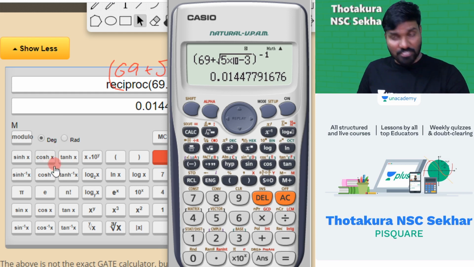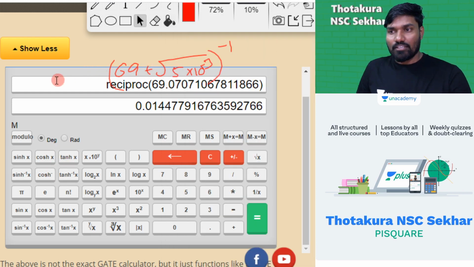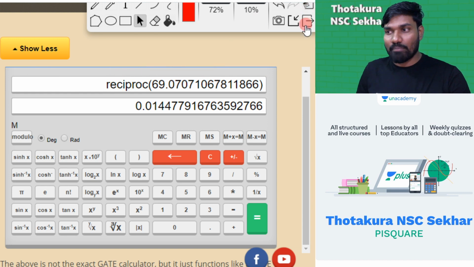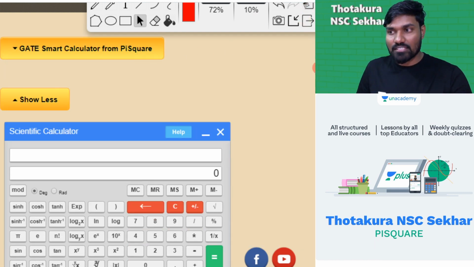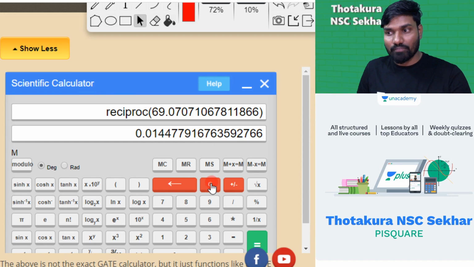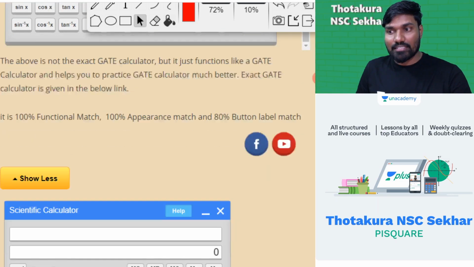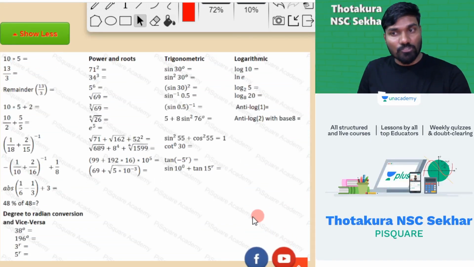Thank you for joining me, guys. Okay, so that's it. You try to practice these questions. Take a snapshot of this calculator, the interface, and take a snapshot of this also.